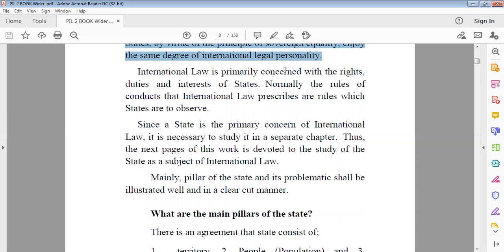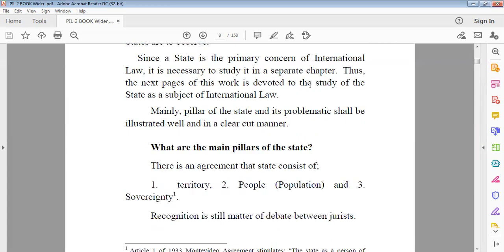International law is primarily concerned with the rights, duties, and interests of states. Normally, the rules of conduct that international law prescribes are rules which states are to observe. So every state shall be bound by the rules which constitute duties, interests, and rights. Okay, there is nothing new here. Since a state is the primary concern of international law, it's necessary to study this state in a separate chapter. Thus, the next pages, inshallah, of this work are devoted to the study of the state as a subject of international law, mainly the pillars of the state and its problematic shall be illustrated well and in a clear-cut manner.